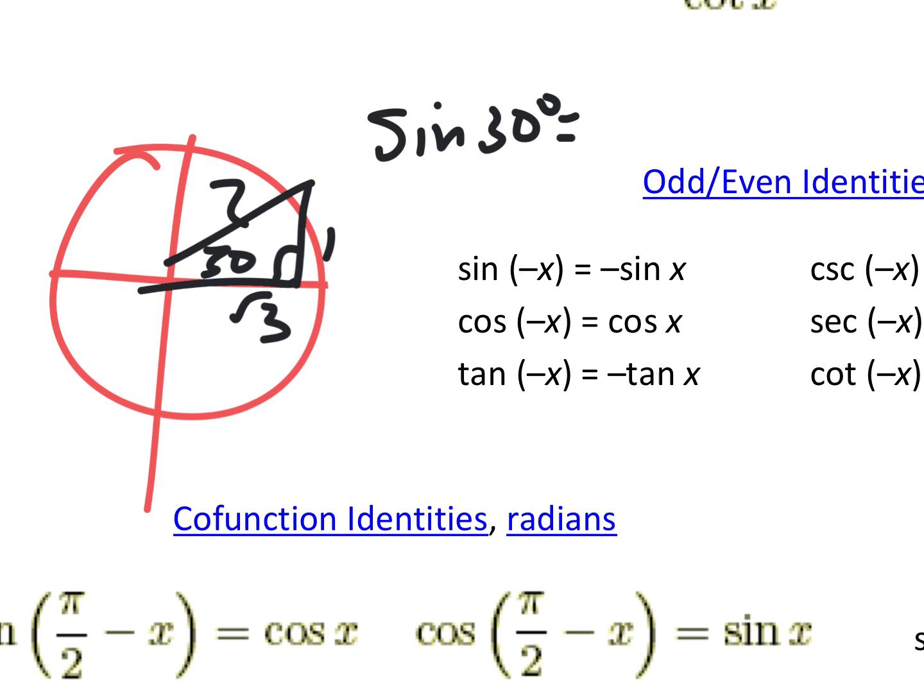Okay, if I asked you what sine of 30 was, this would be like the fifth time I've asked you what sine of 30 is. It's opposite over hypotenuse, so you should have said 1/2. Raise your hand if you had a half. Okay, awesome. Well, what's sine of negative 30? Draw it. It's really nearby. Sine of negative 30.